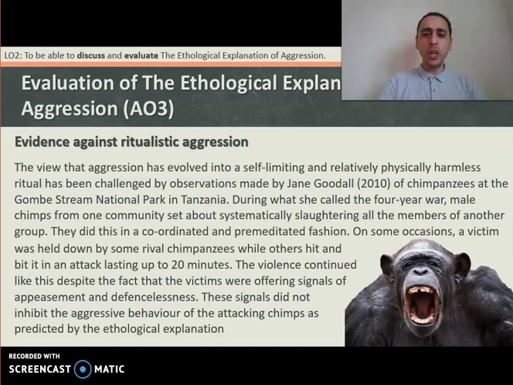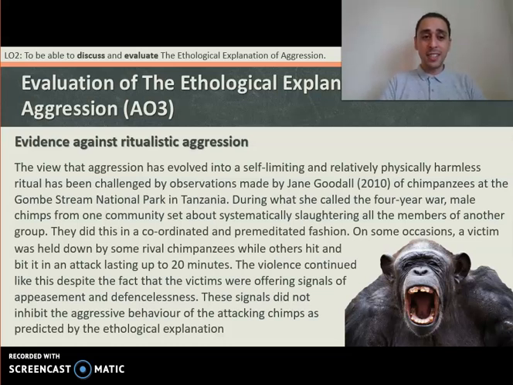During what she called the Four-Year War, male chimps from one community set about systematically slaughtering all the members of another group. Chimpanzee gang violence. They did this in a coordinated and premeditated fashion. On some occasions, a victim was held down by some rival chimpanzees while others hit and bit it in an attack lasting up to 20 minutes. When someone says chimpanzees, you think, oh, chimpanzees are so cute. But actually, no, they're horrible sometimes.